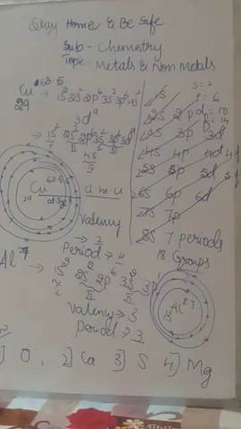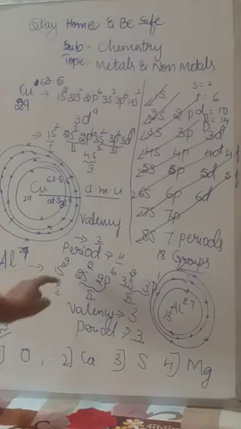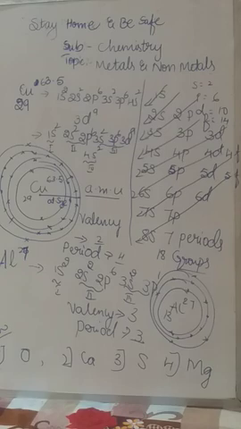Tomorrow onwards we have to start with the ionic compounds. Electrovalent compounds means transfer of valency electrons, they are called electrovalent compounds. Yesterday I gave the example of sodium chloride in the same way.